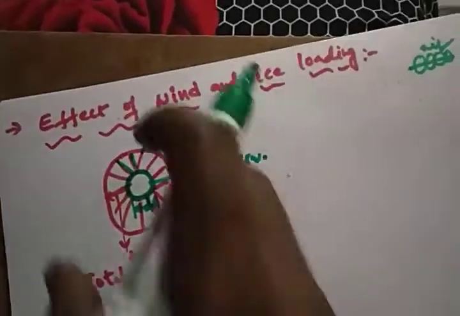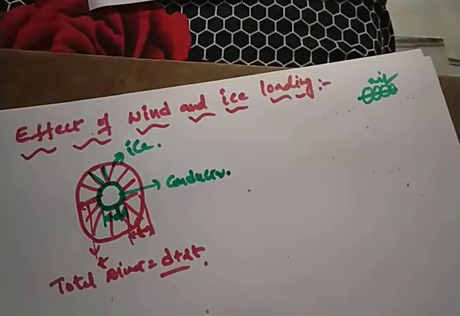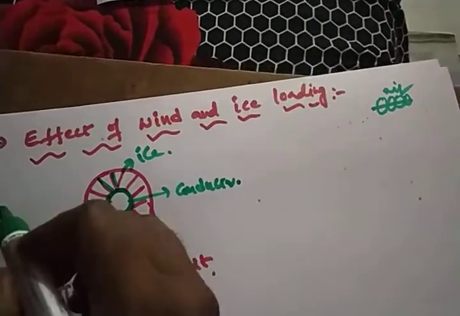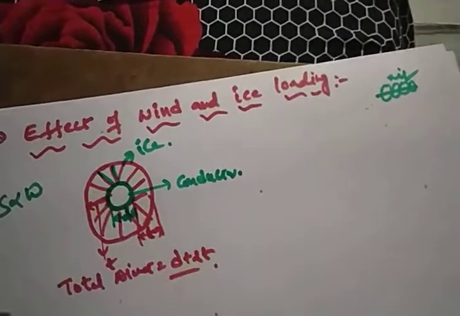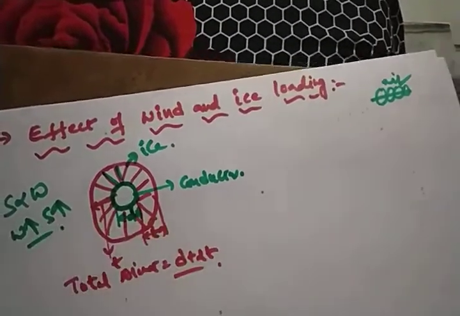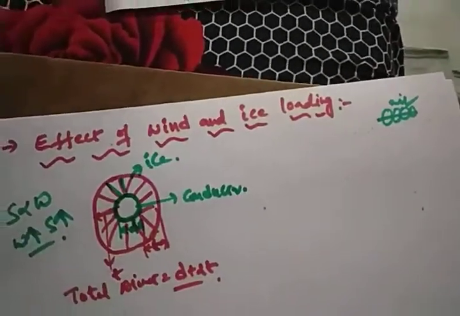Right, so with ice surrounding the conductor, definitely the weight of the conductor will increase, right? If the weight of the conductor increases, the sag will change, because the sag is directly proportional to weight. So if the weight of the conductor increases, your sag also increases. How much the sag will increase and what type of sag, we'll discuss.